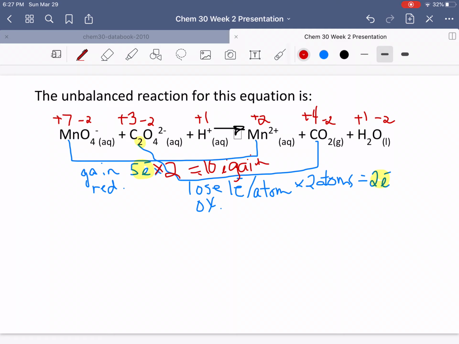Vice versa, take this 2 times 5 to get to my 10 electrons lost. We're at that lovely point where I'm going to be able to balance these. But I'm going to have to multiply my oxidizing agent, my permanganate, by 2. Vice versa, I'm going to have to multiply my reducing agent that undergoes oxidation by 5, right? Don't lose sight of what's going to happen at the front of each of those. Okay, I'm going to go to the next page to actually write down the balanced reaction of this.